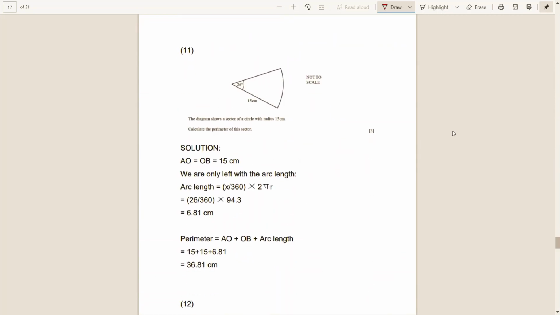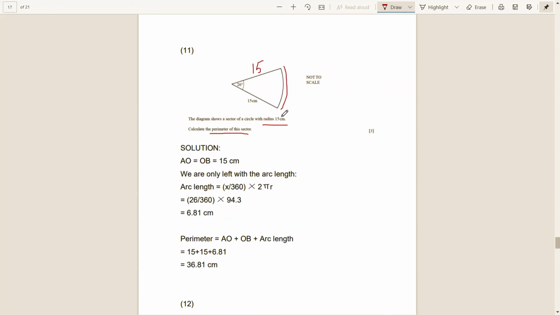The next question is question number 11. Another sector of a circle with radius 15 centimeter. This is 15. Which another length will be 15? This. This is the arc length. Radius is always a straight line, right? Calculate the perimeter of this sector. Now, for perimeter, we need this length, and this length. We are only given two lengths and not the arc length.